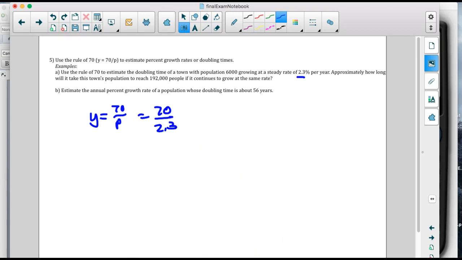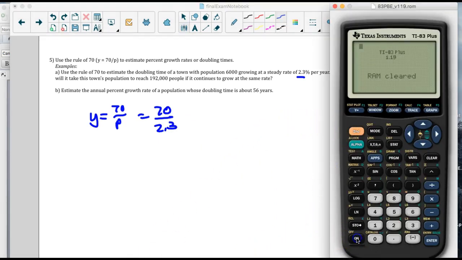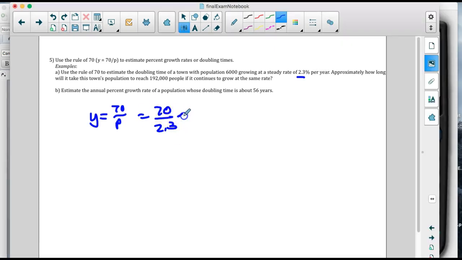And that is, let's see, with the calculator, 70 divided by 2.3 is approximately 30.4 years. Okay, so approximately 30.4 years before it doubles, because it says 2.3% per year. All right, so we want to figure out how much time it takes to reach this 192,000. Well, starting at 6,000, that is year 0.